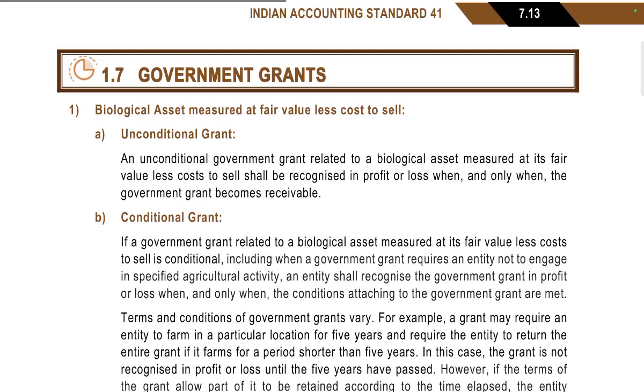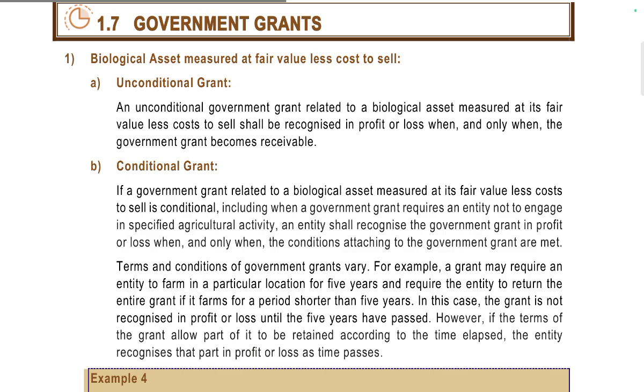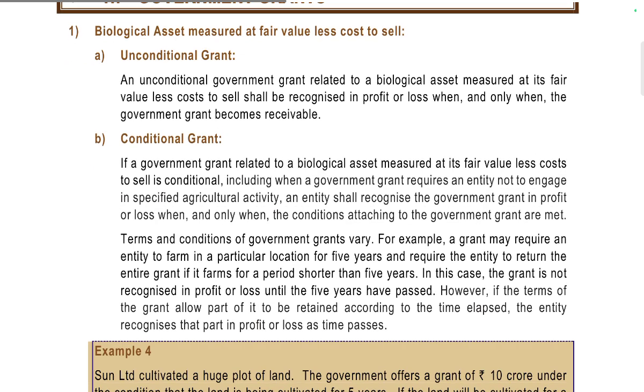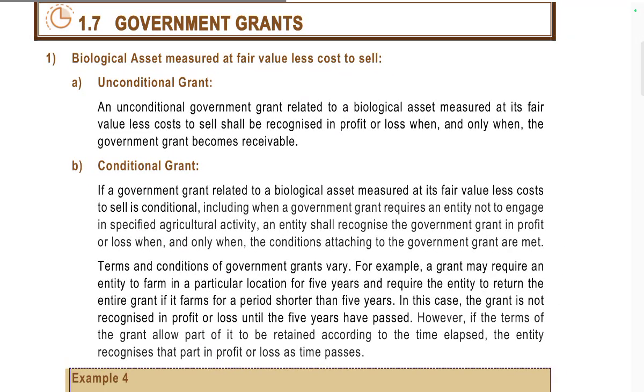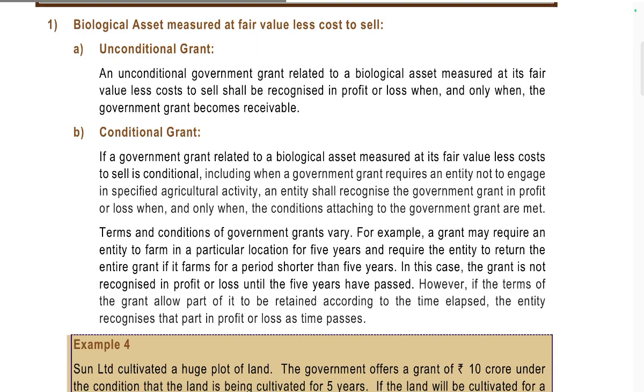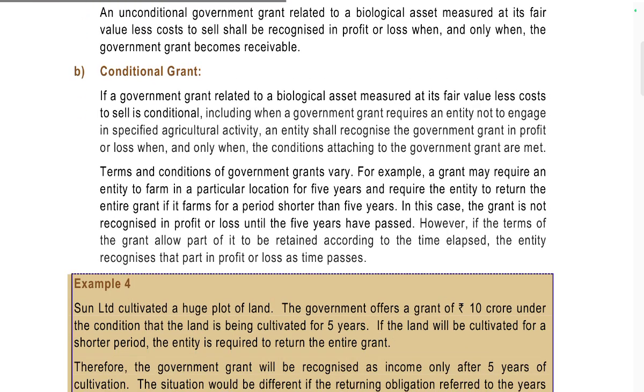Government grants relating to biological assets. An unconditional grant relating to a biological asset measured at fair value less cost to sell is recognized in profit or loss only when the government grant becomes receivable.